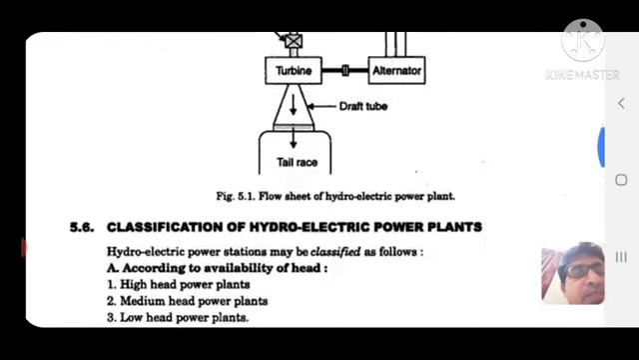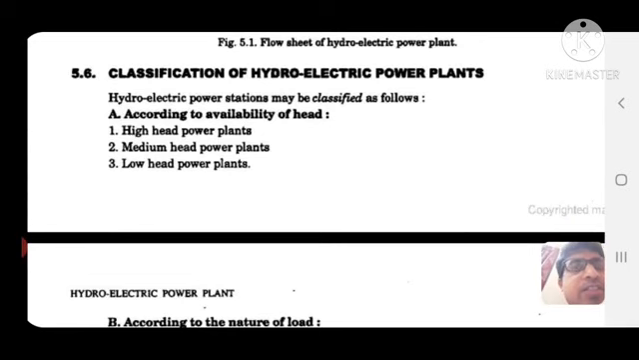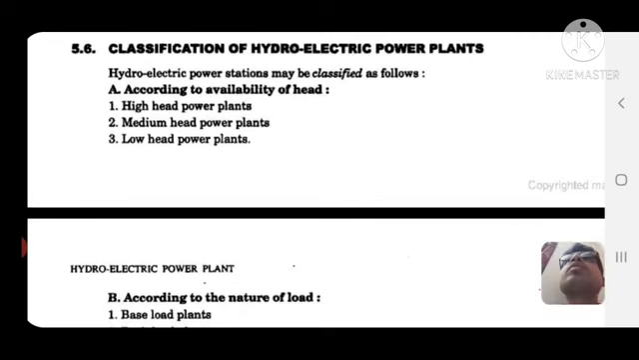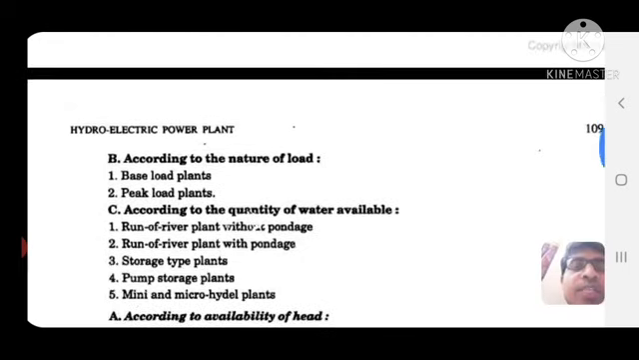Classification of hydroelectric power plants. Hydroelectric power stations may be classified as follows according to the availability of head: high head power plants, medium head power plants, and low head power plants. According to the nature of the load: base load plants and peak load plants.